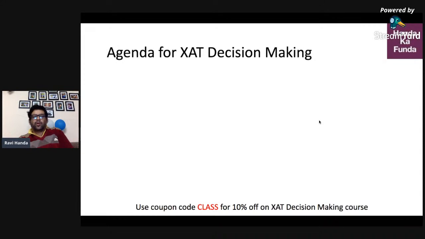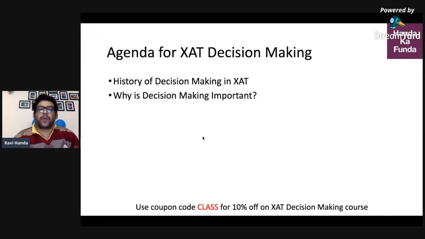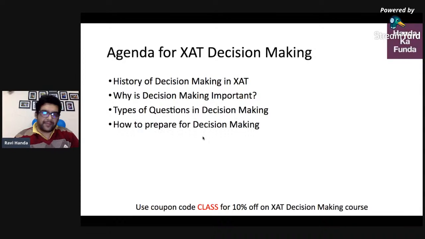So to begin with, what is the agenda for XAT decision making, for today's session? First of all, we'll talk about the history of decision making in XAT: how it started, how it's going, how many questions have been asked, and so on. Then we'll talk about why it is important, what criteria we should consider, what makes the DM probably the most important section in the XAT exam, what type of questions are asked, how to prepare for it, and how to actually solve the questions. These are the 5 main points that I'd like to cover in today's session.